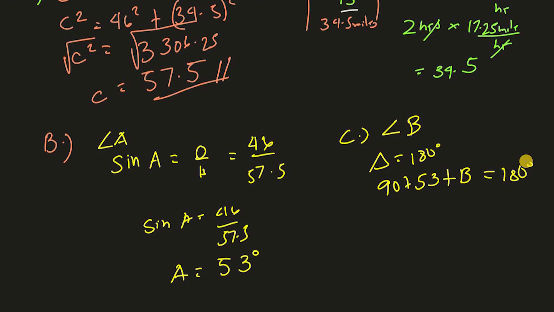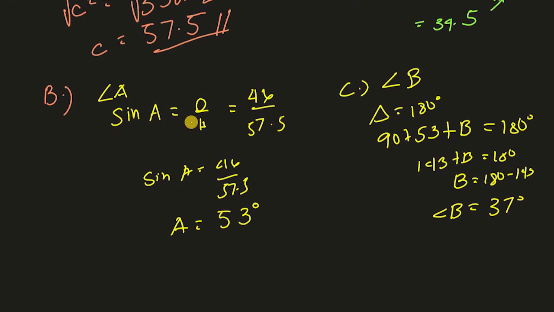So, 90 plus 53 is 143. 143 plus B equals 180. Transpose the 143 to the other side to find B: 180 minus 143. The value of angle B is equal to 37 degrees. So we are left with these values: angle A is 53 and angle B is 37.